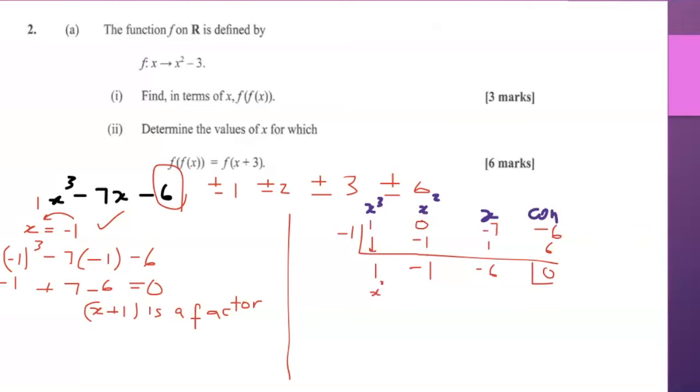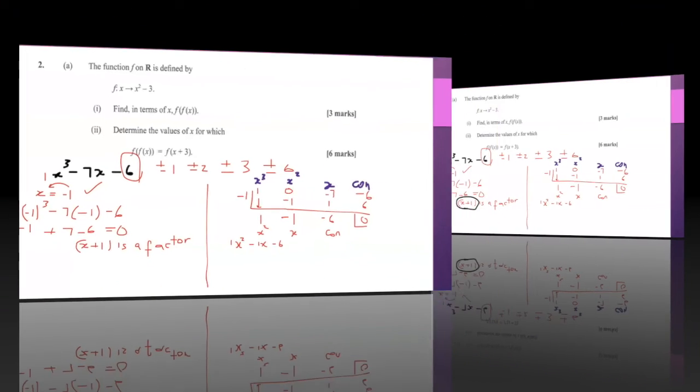So this represents a coefficient of x squared, this is a coefficient of x, and this is my constant. So it means I'll have a quadratic, which is, some persons will write 1x squared, others will say x squared minus 1x or minus x minus 6. Now this is one method. We have another method that we can use, which is long division.